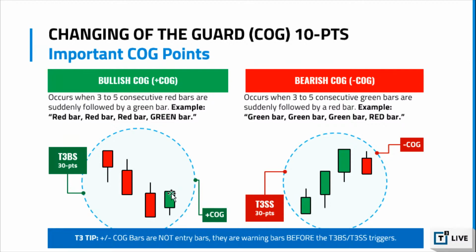In this case, because it did not take out the prior bar's high, you didn't even have to risk a dime. So what's nice about the changing of the guard bar is that we get proof that the buyers took back the control, or if it's a bearish COG, that the sellers took back the control before we even get into the play. It's because the COG bars are not entry bars. They are the warning bars before the setup actually triggers.